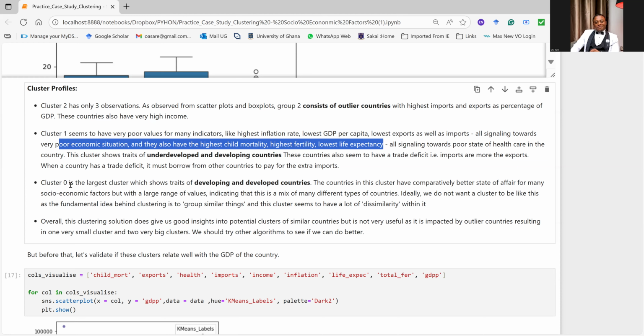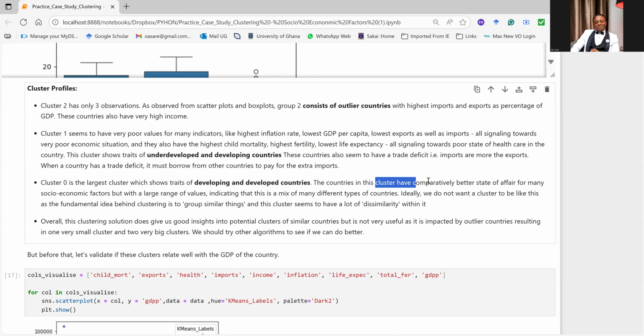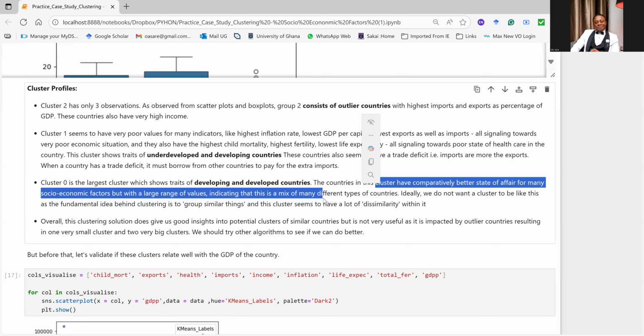Now, when you look at cluster 0, they are the largest cluster. They're showing both developing and developed countries. The countries in this cluster have a comparatively better state of affairs in many socioeconomic factors, but with a large range of values. And we saw that up there. They are always in the middle.